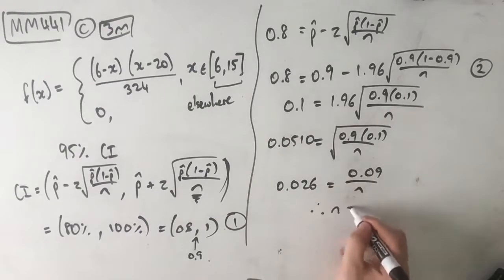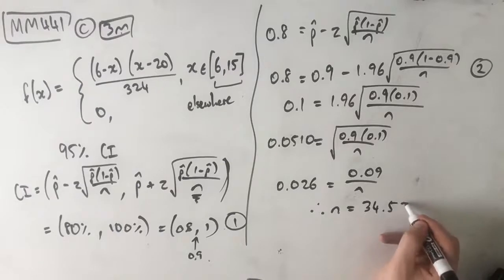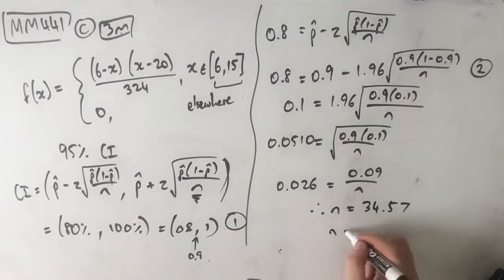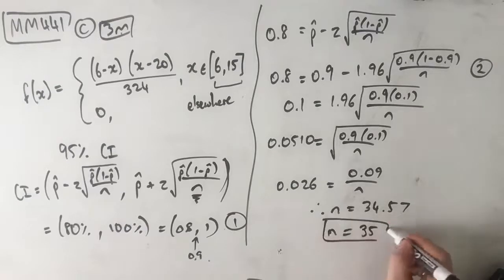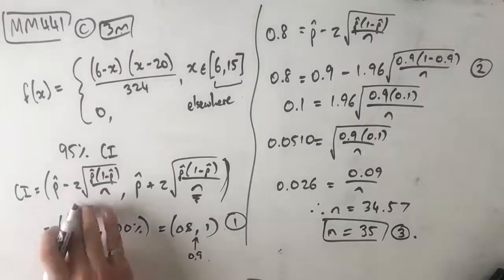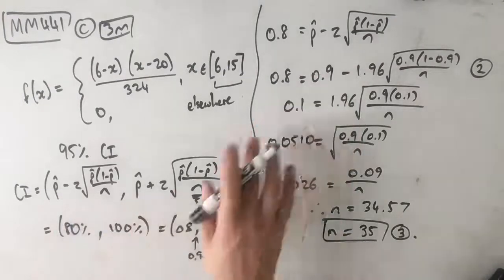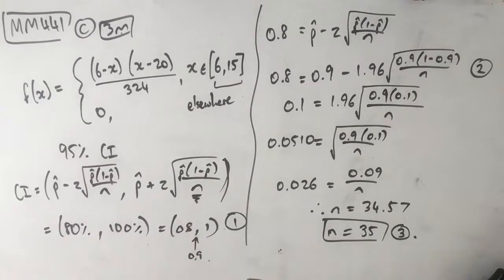So therefore n is equal to 34.57, and we're asked for the n value to the nearest whole number, which means that our n is equal to 35. This is our third and final mark for part C, guys. I know it's a little tricky, but just try and get used to using these confidence intervals and the lower and upper bound to find your values. For now, let's move on to part D.